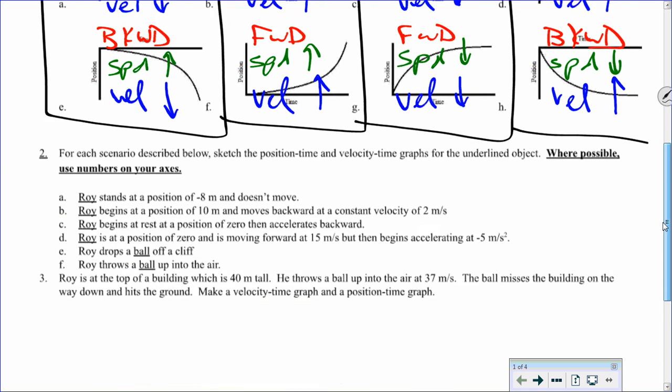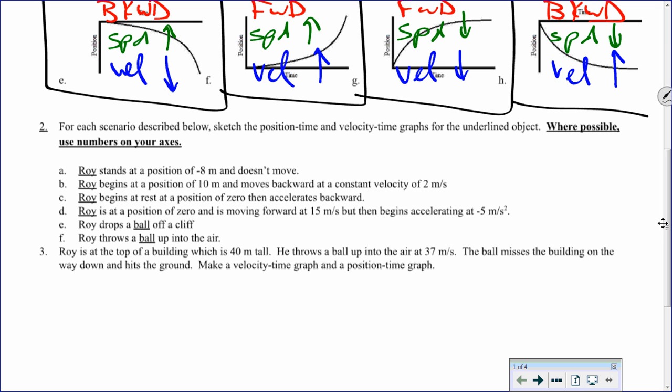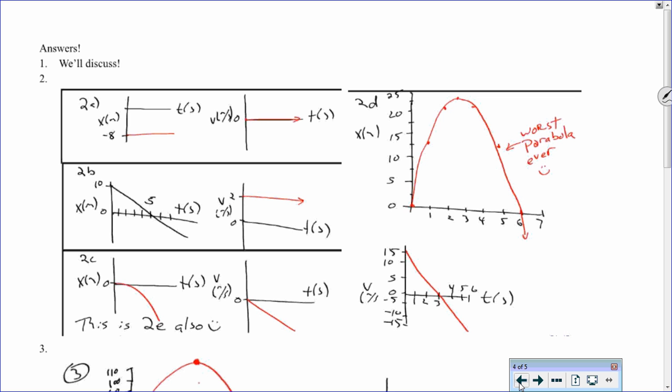All right, number two. Answers were on the sheet. There was one mistake on the answers. 2B. The position time graph was right. So it said an object begins at a position of 10 and then goes backwards at 2 meters a second. So it goes like that. So that one's good. There's something wrong with my velocity graph though. Can you see it? The velocity should be negative, right? -2, right? Because you're going backwards at 2 meters a second. So I apologize for the mistake. Pretty good?